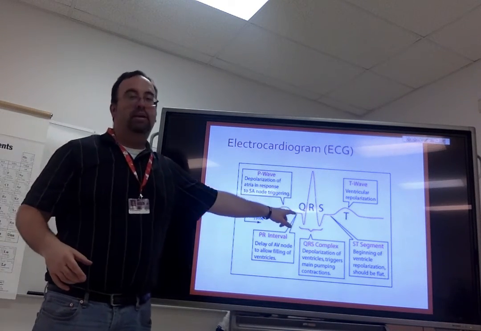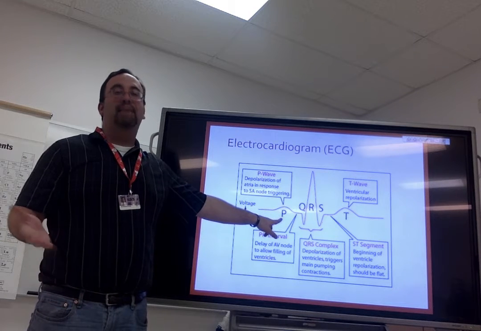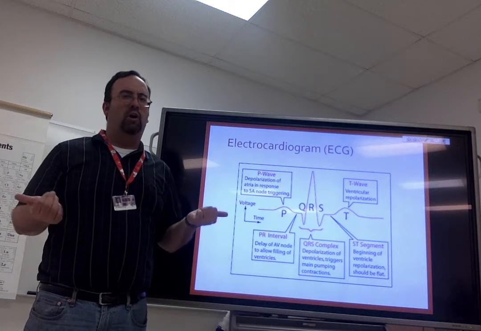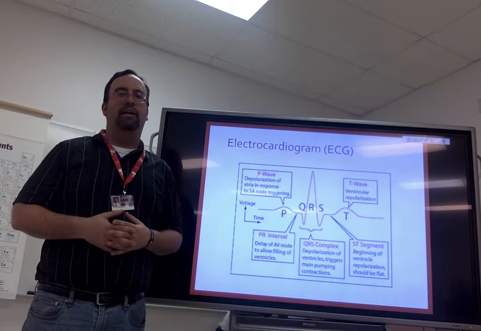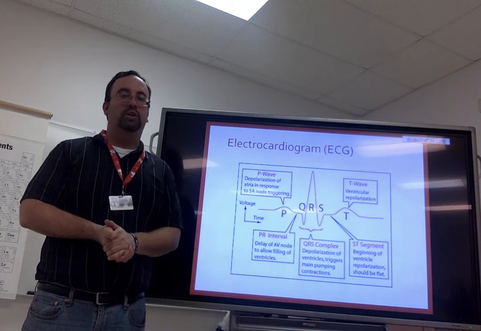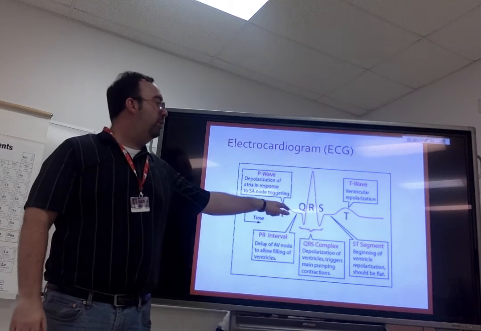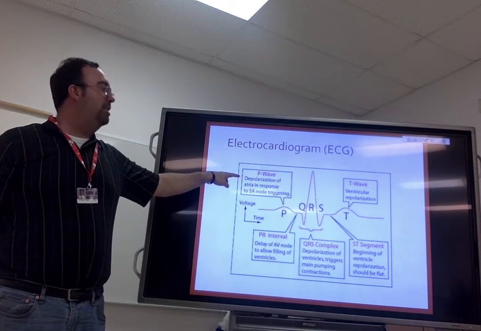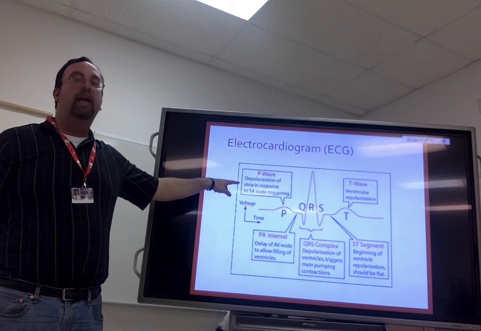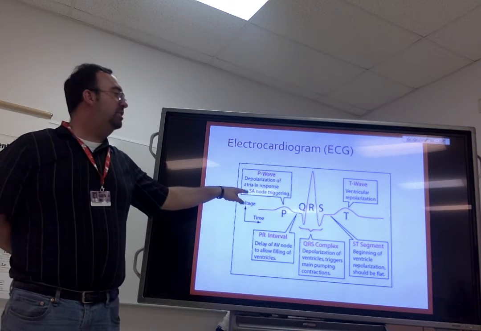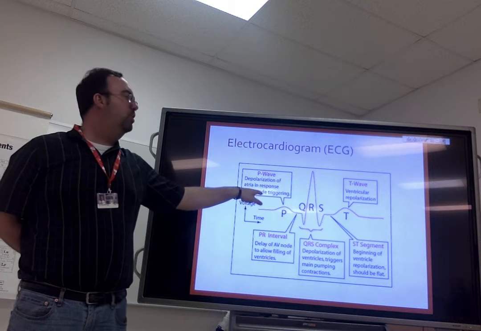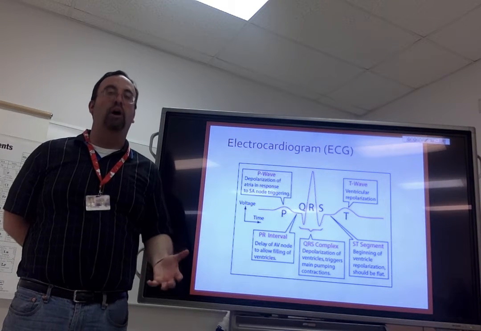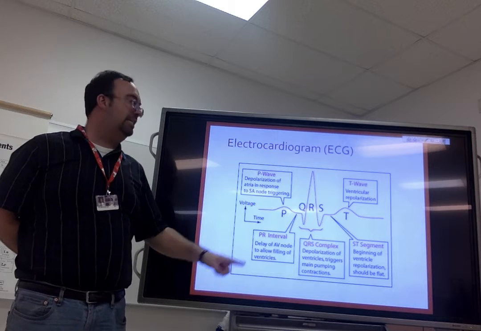This first bump here is known as a P wave. I'm not sure where these cardiologists got these letters from. I guess they just decided it was kind of neat to use. And so this first part here is the P wave. The P wave is when you have the depolarization of the atria in response to the sinoatrial node triggering. And so remember, this again is the pacemaker part of your heart. And so this has to happen first.